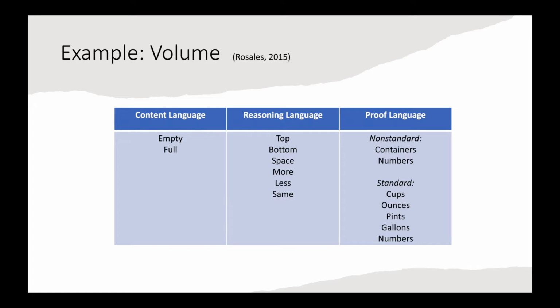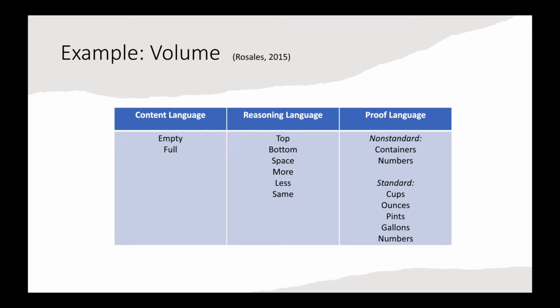So non-standard measures could be like the type of container that you're putting the water in, or the number of containers. And standard can be just regular measurements like cups, ounces, pints, gallons, and so on. So there's a lot to think about in terms of language.